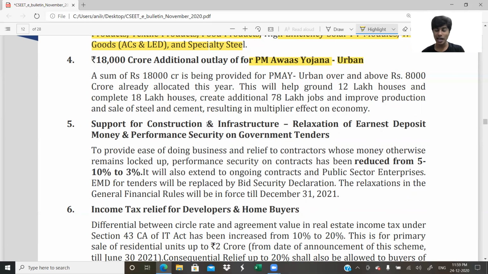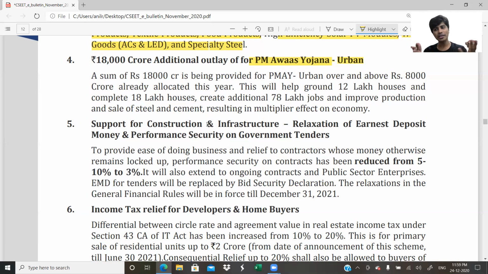A lot of people in our country don't have a house. They can't afford a house. So under this Prime Minister Awas Yojana, the money is being given out to construct houses for poor people and people who cannot afford to build a house. You get that? And a lot of money has been previously announced.